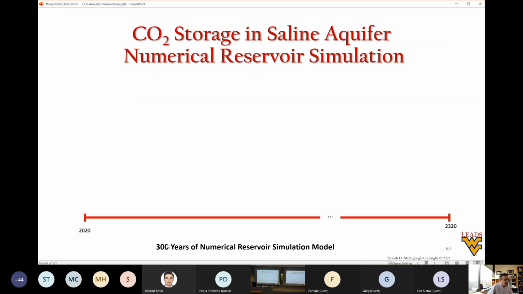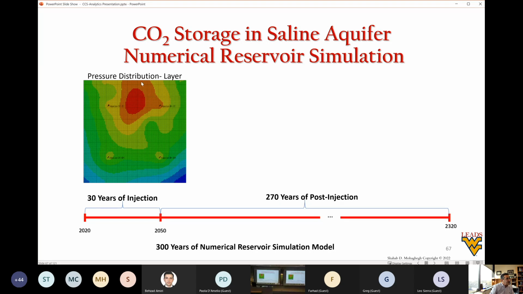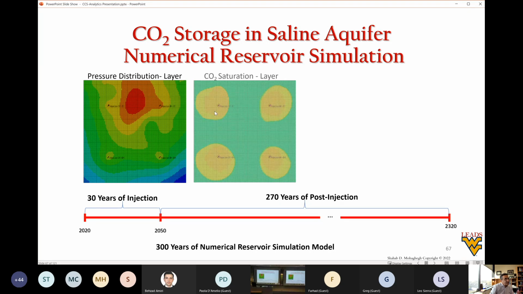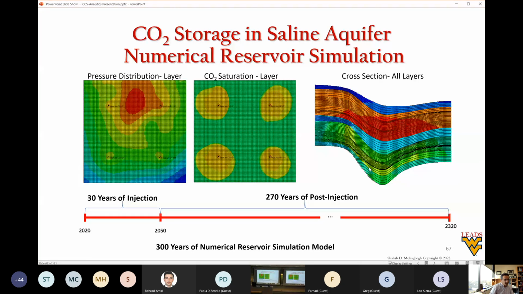The numerical simulation was run for 300 years. Actually, this was a project we did for the U.S. Department of Energy. That's what they requested. So from 2020 to 2320, 300 years, for the first 30 years there was injection. CO2 was injected for 30 years, and then after that the injection stopped, and we looked at post-injection for 270 years. And of course, you have the distribution of pressure in each layer. You have the distribution of CO2 saturation plume in each layer. And of course, you can see it in cross-section as well.